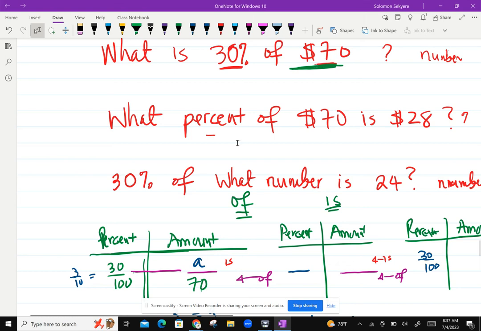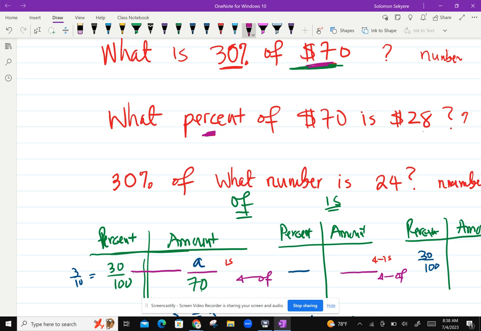Okay, let's get to this very simple beginning topic in percentages that sometimes confuses students. Look at these three questions. What is 30% of 70? And the second one: what percent of $70 is 28?